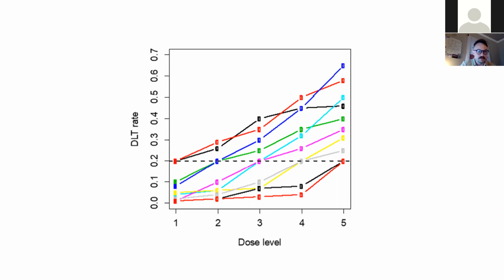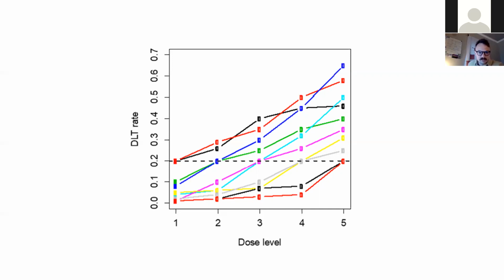Remember, though, the 3+3 isn't really able to distinguish between these two cases. So this really is going to highlight how the keyboard design performs so much better relative to the 3+3 in that aspect. For the MTPI and the keyboard design, they're going to choose a proper dosing interval of 15% to 23% for the target DLT rate of 20%. And then 25% to 35% for the target rate of 30% respectively.